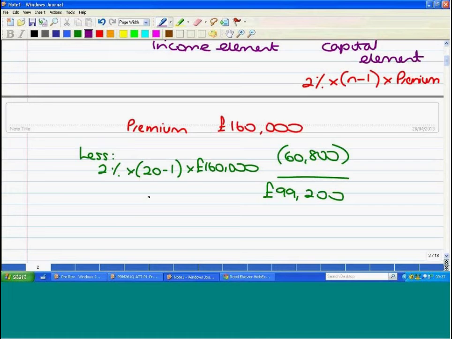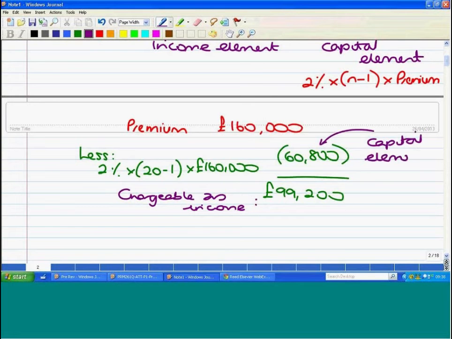And what that's giving us is the amount chargeable as income. So that's the figure we've got there. And what we have just stripped out, that was our capital element.